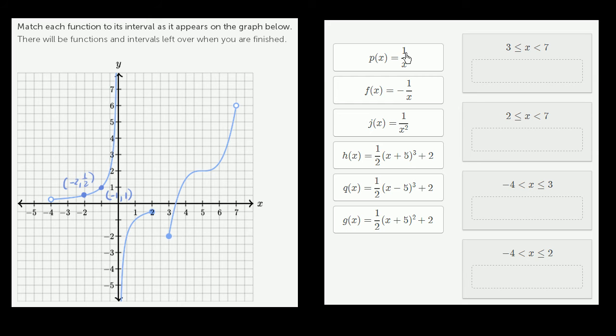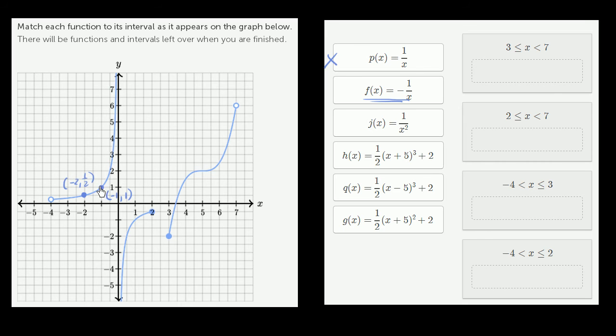So 1 over x. So let's see. If x is -2, 1 over x would be -1/2, not +1/2. So this isn't being used to define this first section. So we can rule that out for at least the first section. Now let's see. f of x is equal to -1 over x. Now this looks pretty good. -1 over -2 is +1/2. So it works for that. -1 over -1 is 1. So this right over here seems to work for at least this interval.